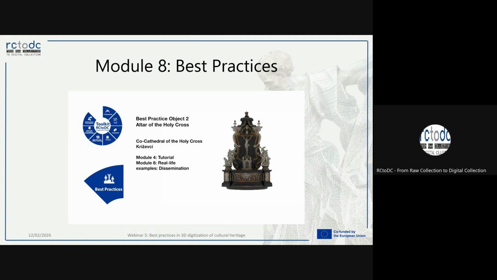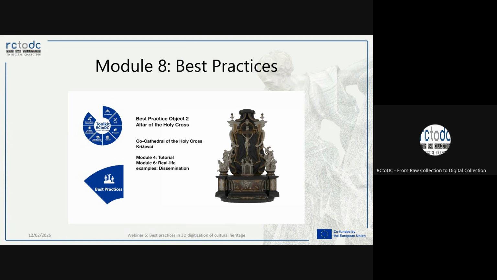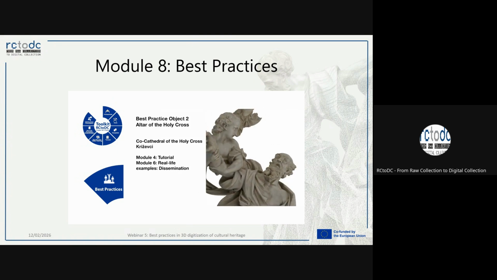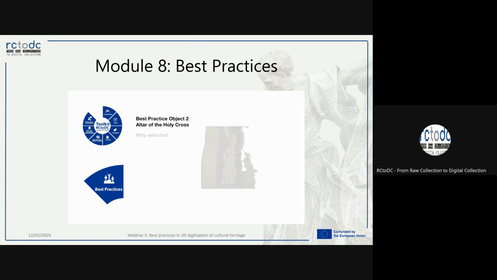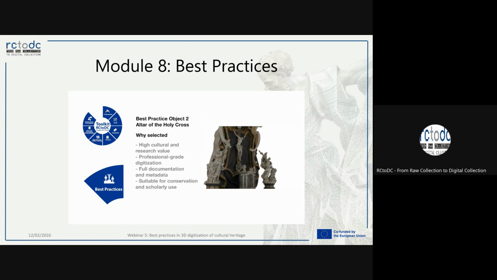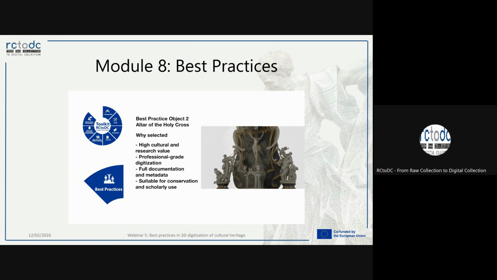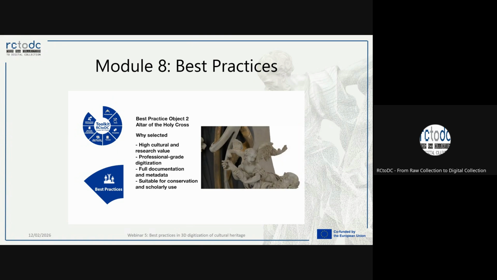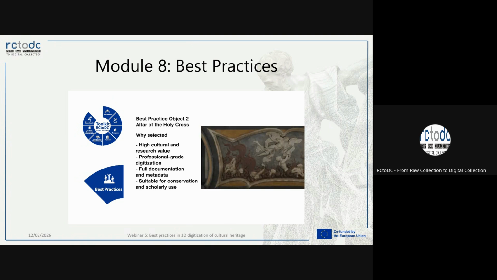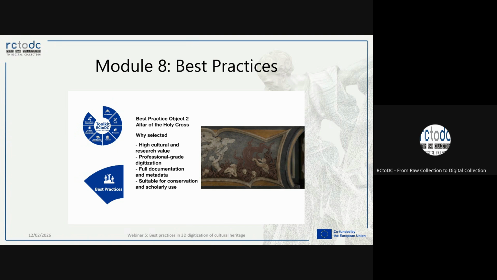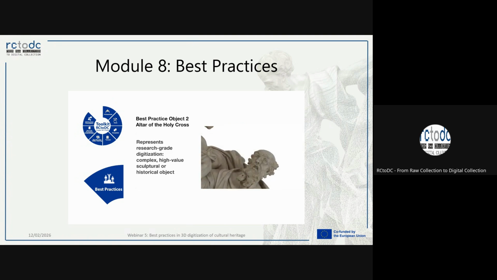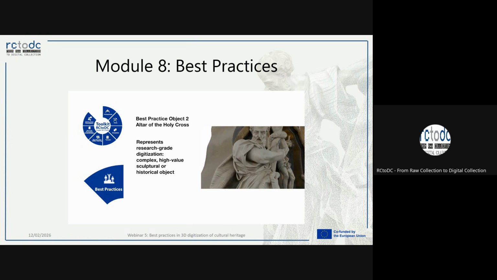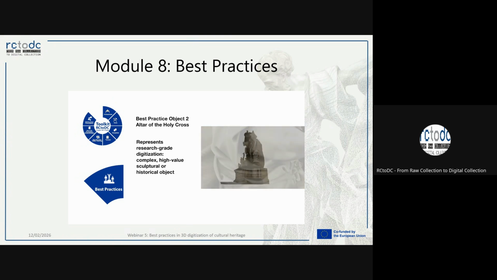Best Practice Object 2, Altar of the Holy Cross. Why selected? High cultural and research value, professional grade digitization, full documentation and metadata, suitable for conservation and scholarly use. Represents research grade digitization, complex, high value, sculptural or historical object.